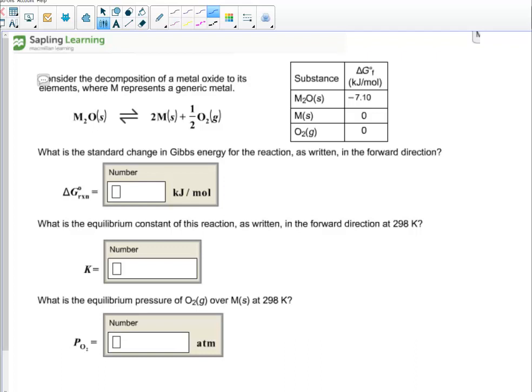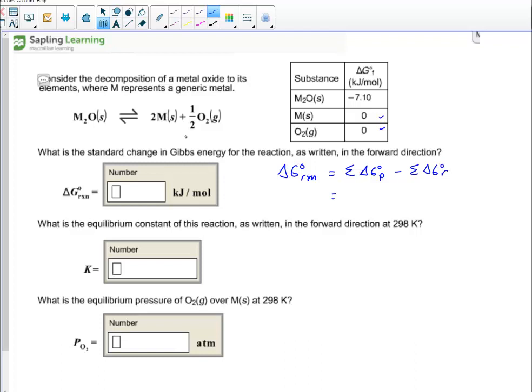Consider the decomposition of a metallic oxide into its elements. And I'm given the delta G of formation. Notice that the elements in their natural state are assigned a 0. So standard state Gibbs free energy allows us to find the delta G of a reaction by taking the sum of the delta G of products minus the reactants.